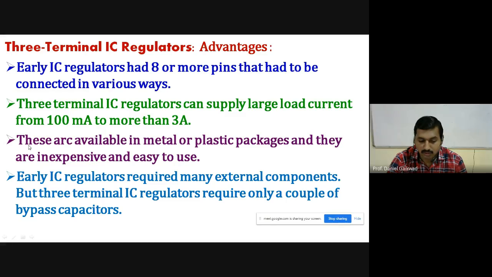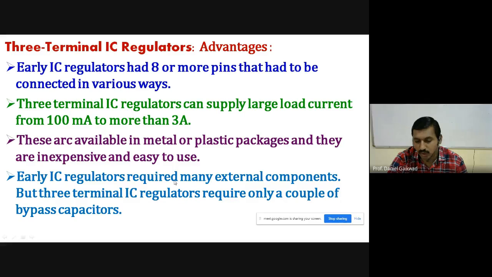Next, these are available in metal or plastic packages, and they are inexpensive and easy to use. They are available in metal or plastic packages, inexpensive as it is a plastic package and very small size construction, and they will be easily available as well as inexpensive compared to the 8 pin or more than 8 pin ones.